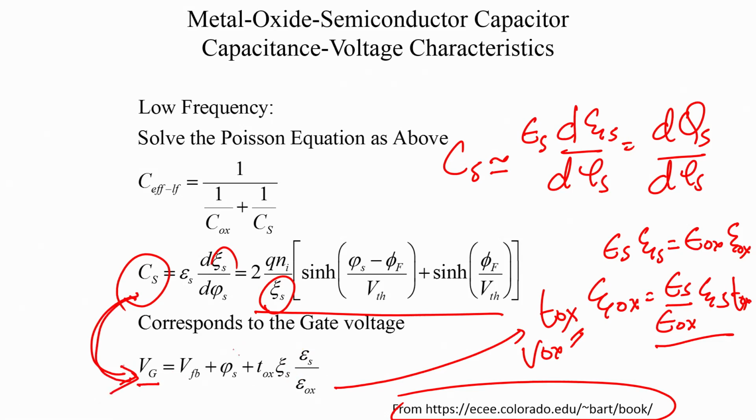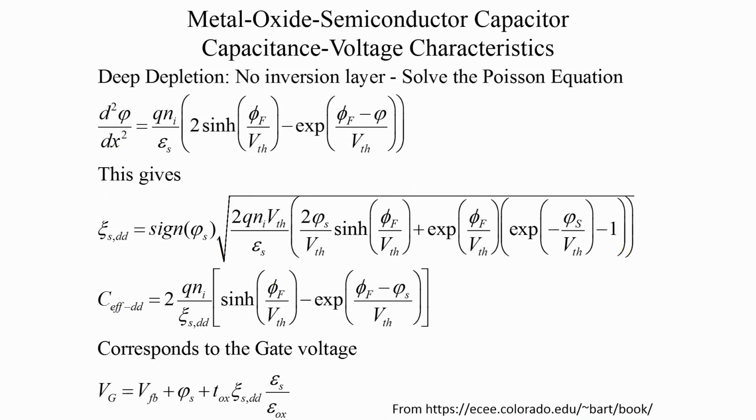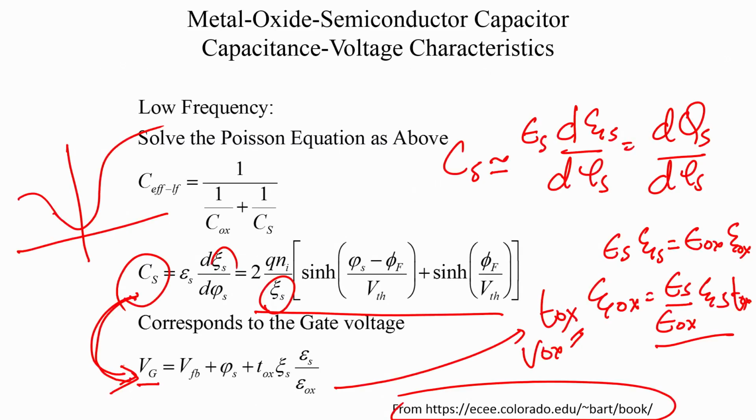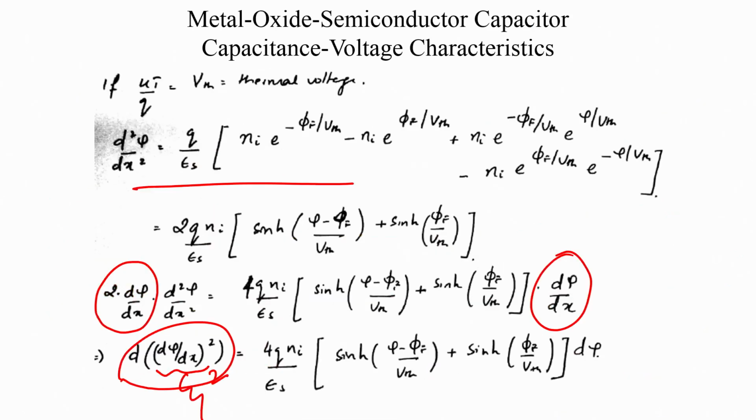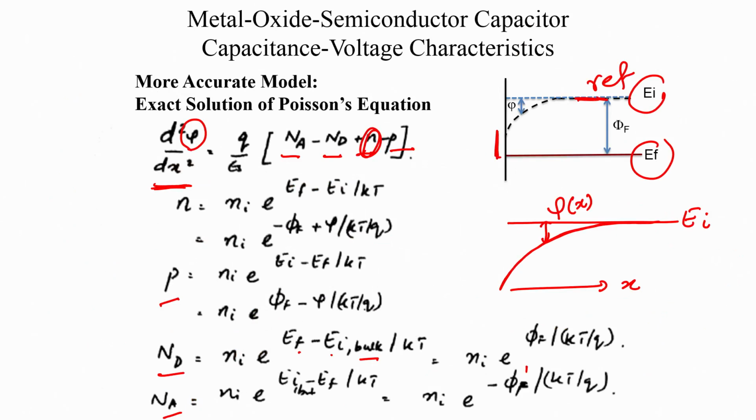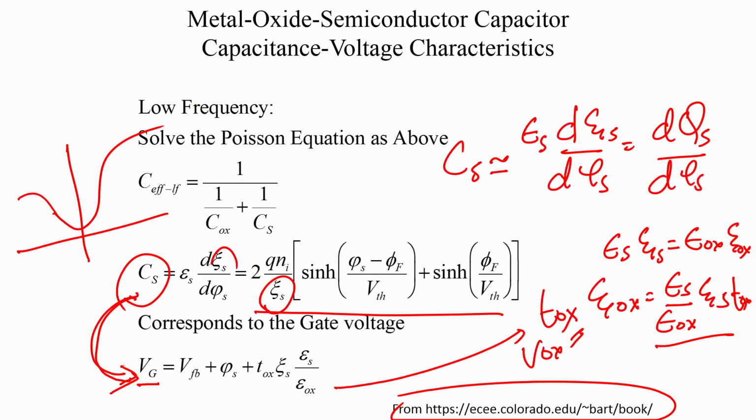So, using different values of phi s, you can plot your CV characteristics in a very accurate manner, and you end up with the low frequency characteristics. For high frequency characteristics, before we go to high frequency, for deep depletion, what do we do? For deep depletion, this Poisson equation is not correct, because in deep depletion there is no formation of an inversion layer. So, we solve a different Poisson's equation.